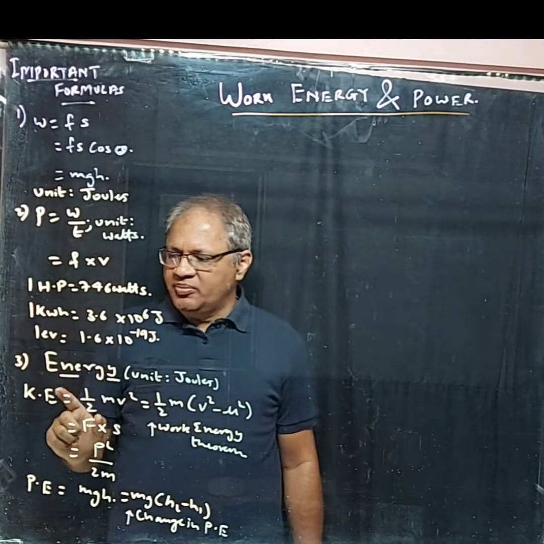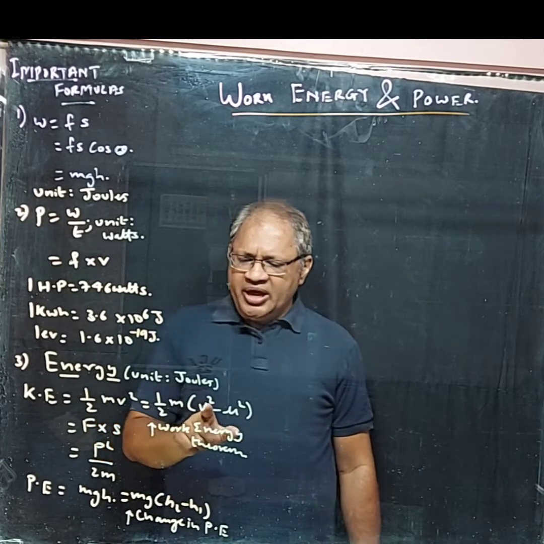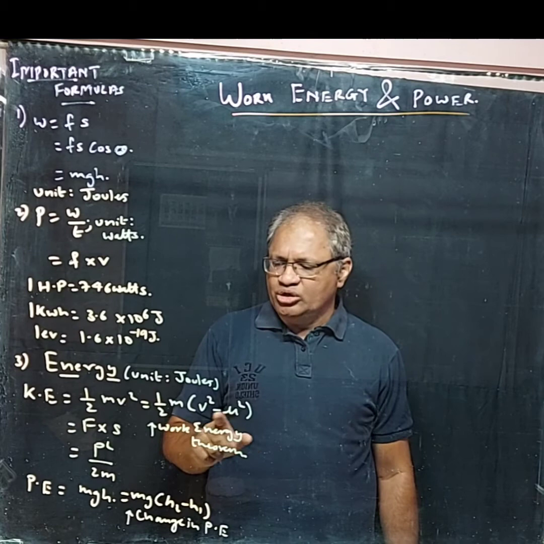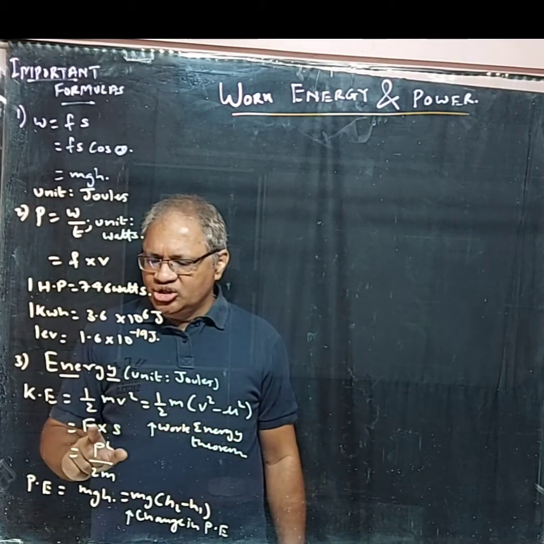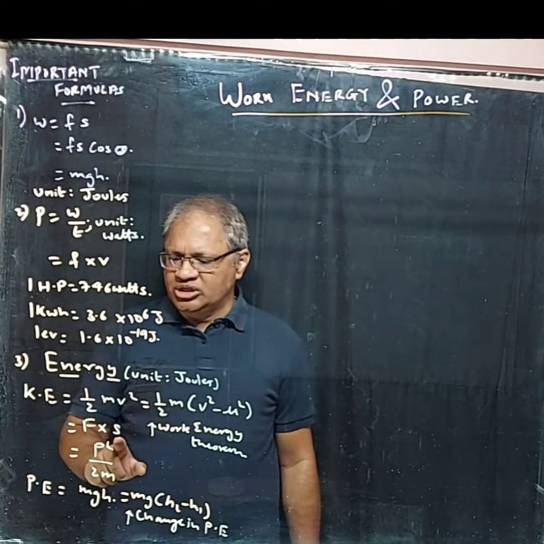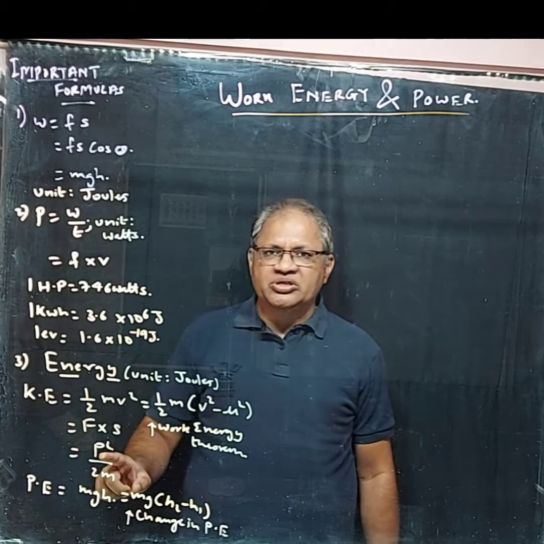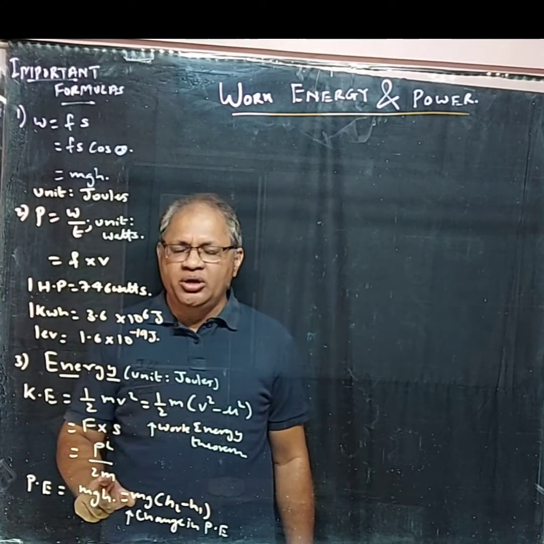Alright, so energy formula, kinetic energy is half mv square, half m bracket v square minus u square. V is the final velocity, u is the initial velocity. This is also called as the work energy theorem. Then kinetic energy is also given by F into S, force into displacement. Then it is equal to p square upon 2m. When momentum is given and kinetic energy is asked, so kinetic energy is equal to p square upon 2m.